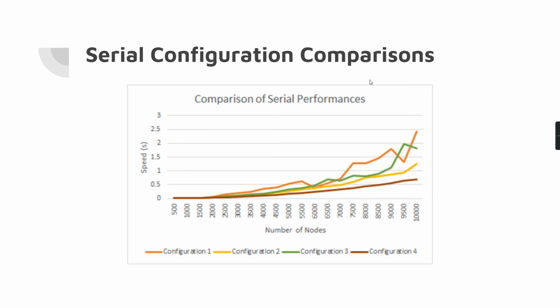Here we also have all of the serial performances charted for all the configurations on a similar chart, so we can really get an idea of which one of the configurations performed the best. And as you can see, configuration 4, which was the configuration with the i9 and the 12 core processor, was by far the best, followed by configuration 2, and then 3, and then 1 for the serial execution times.